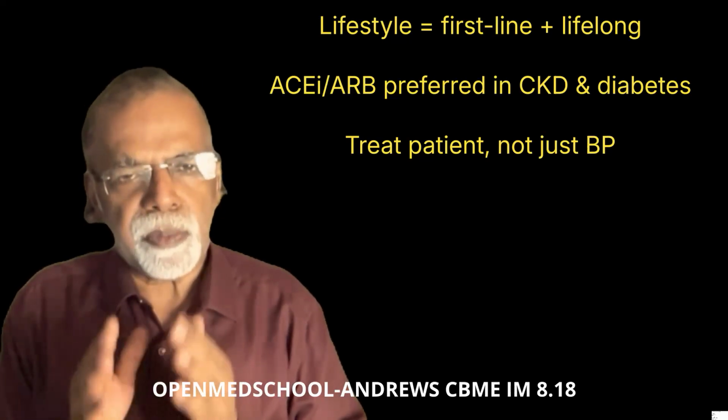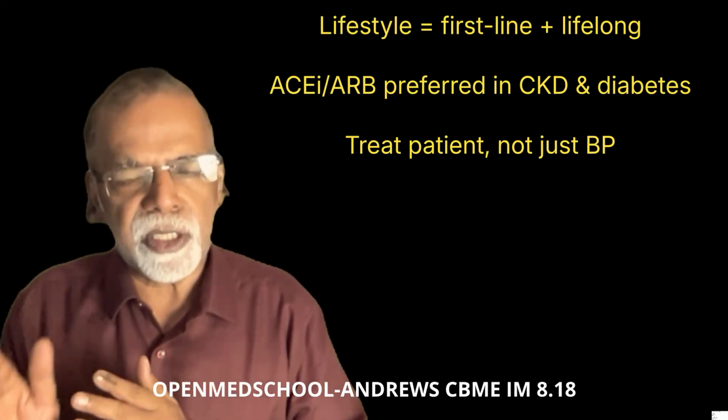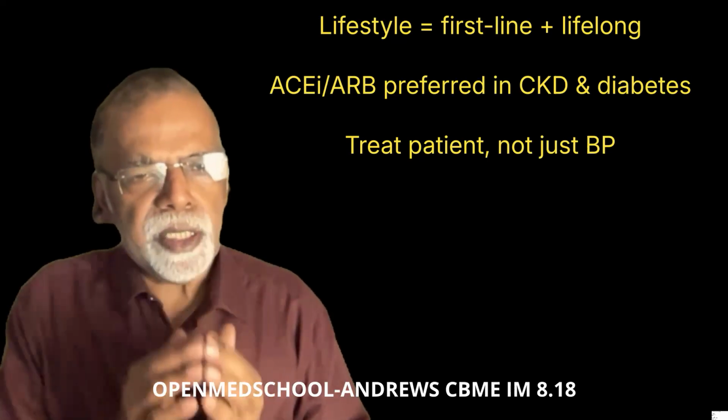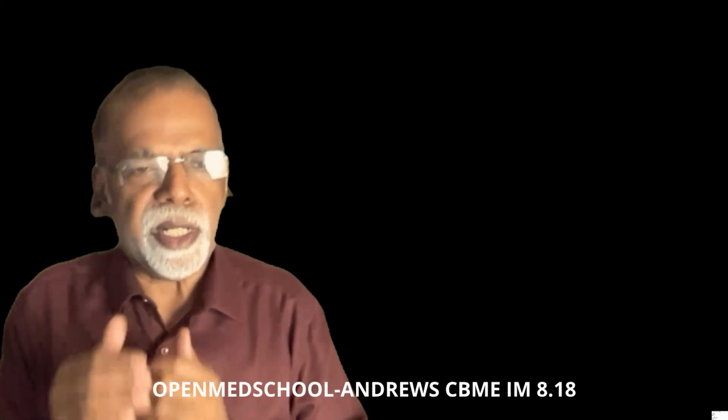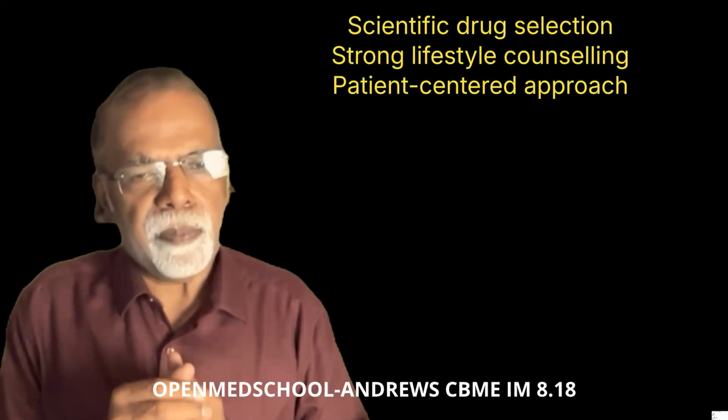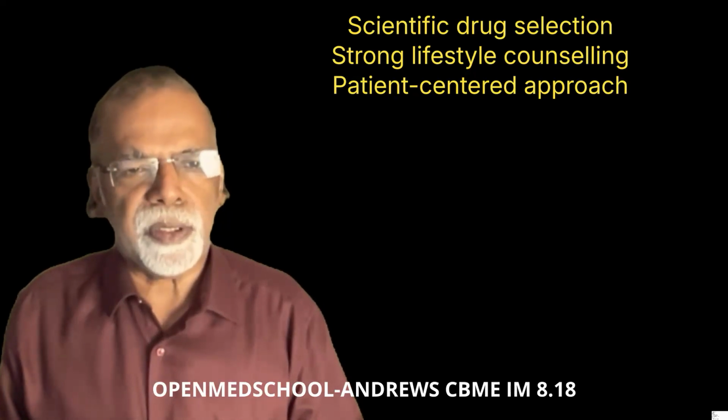Combination therapy is common, especially in stage 2 hypertension with BP 160 over 100. You start with combination therapy. ACE inhibitor or ARB is preferred in CKD patients and diabetes. Patient preferences improve adherence. Treat the patient, not just the blood pressure.